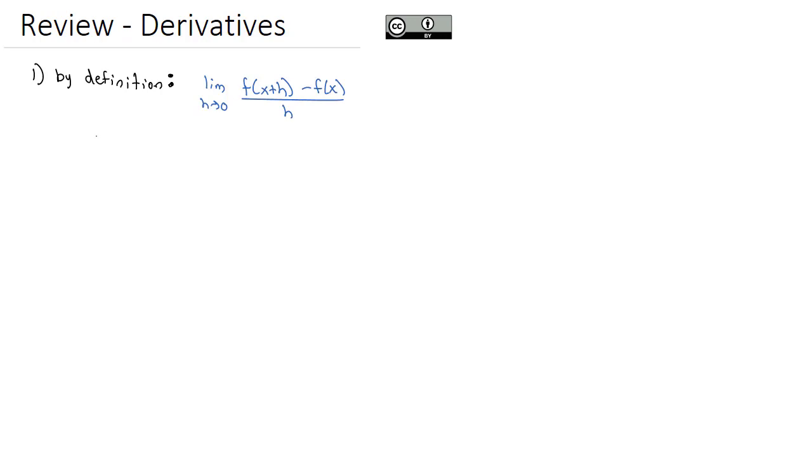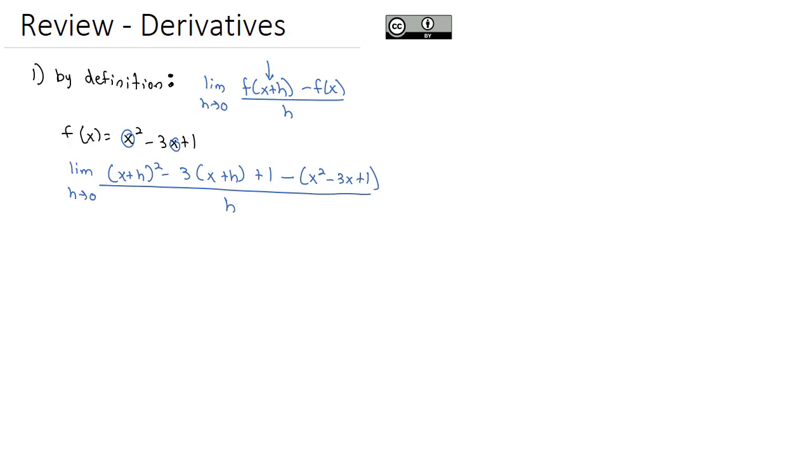So let's say we've got the function f of x equals x squared minus 3x plus 1. Using our limit definition then, we say that's the limit as h goes to 0 of, we're going to take x plus h and stick it in for each of the x's. So it's going to be stuff squared minus 3 times stuff plus 1. That stuff is the x plus h. Then we're going to subtract the entire function. We're going to put that in parentheses so we show we're subtracting the whole thing and not just the first term. And then we put it over h.